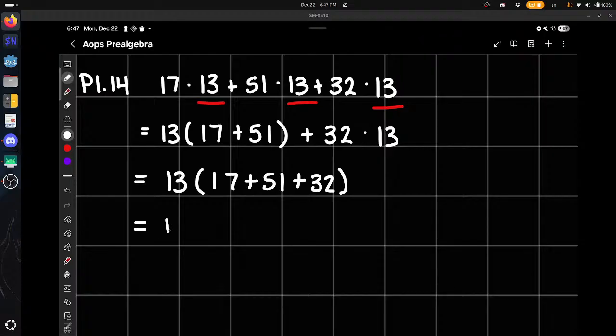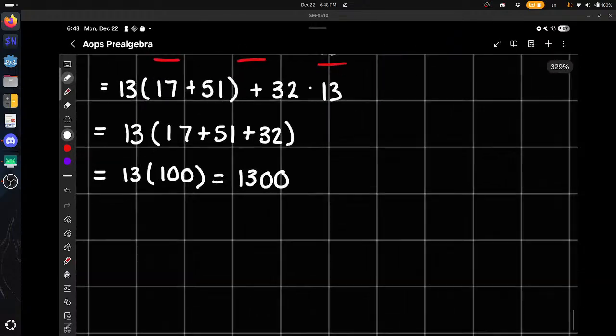See if I can actually do that in my head. So we have 17. So it's 49, 51, so 100. Make sure it's right. So yeah, 68. Yeah, I think that's right. So that'll be 1300. Okay, last problem.